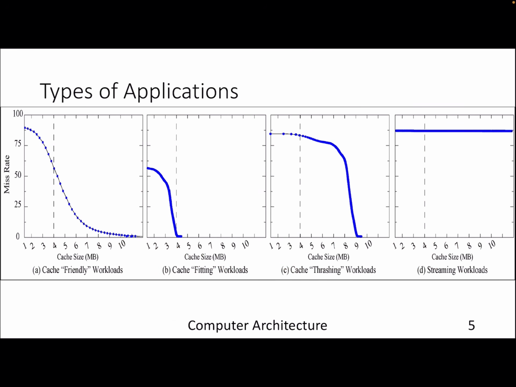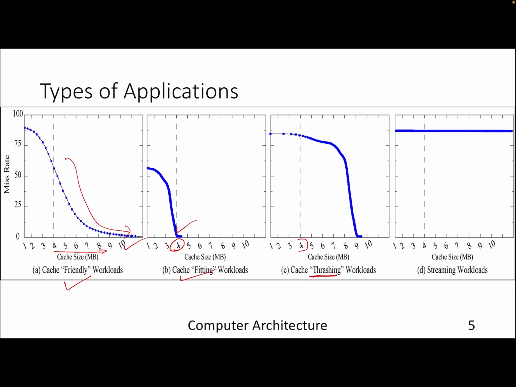First, a cache friendly application or workload means once you increase the cache size, the miss rate goes down, right? So this is the plot. And if your working set is already fitting into the cache, that's a cache fitting workload. This is an example. Let's say you are using a 4 MB cache and your data footprint is also 4 MB. So you won't get any misses after that. Thrashing is a workload whose working set is much greater than the cache size.